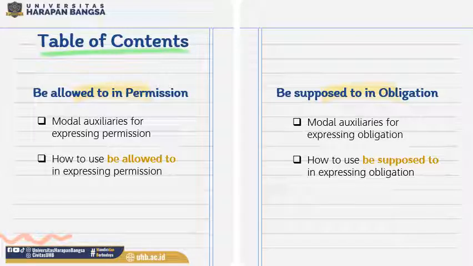These are what we are going to learn in this meeting. First, be allowed to in permission. Here we're going to talk about modal auxiliaries or modal verbs which can be used for expressing permission. And we're also going to learn how to use be allowed to in expressing permission. Next, we're going to have be supposed to in obligation. It covers modal auxiliaries for expressing obligation and how to use be supposed to in expressing obligation.